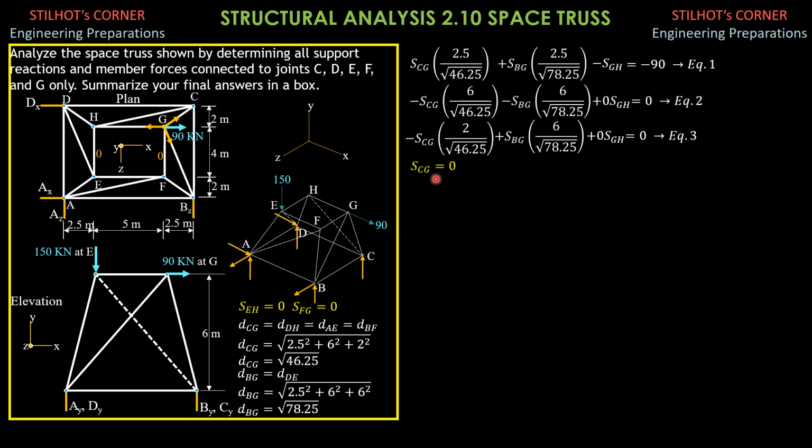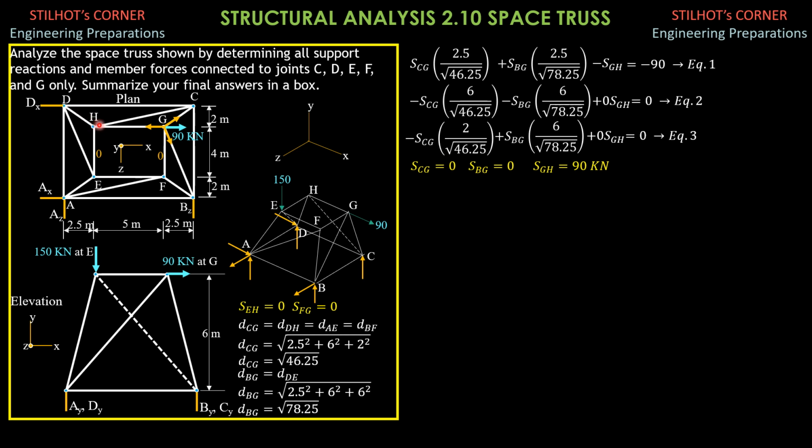Solving these three equations simultaneously gives us the following results. As expected, SCG is 0, SBG is 0, and SGH is indeed 90 kilonewtons. You can verify that using your calculator. So having found the forces at joint G, we proceed to joint H. At joint H, there are only two unknown forces.